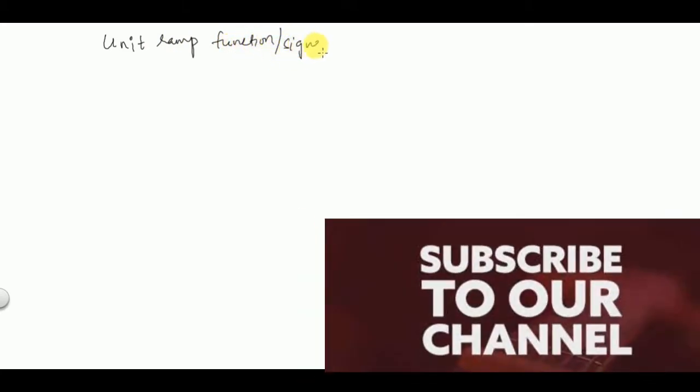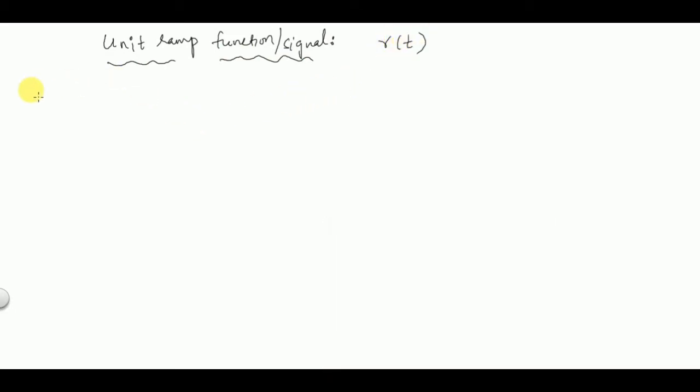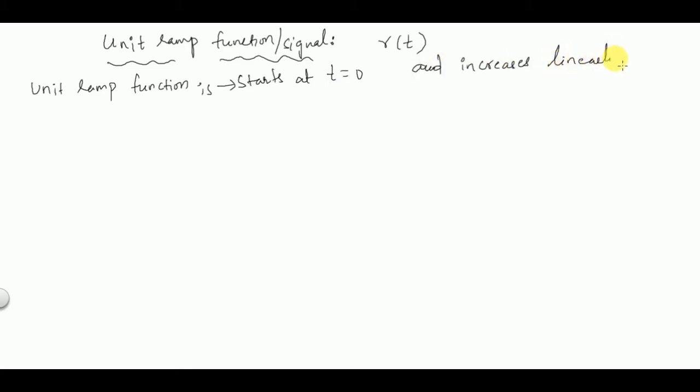Next we will discuss the second type of continuous time signal, the unit ramp function or unit ramp signal. It is generally represented by R of t. The unit ramp function starts at t equal to 0 and increases linearly with time.